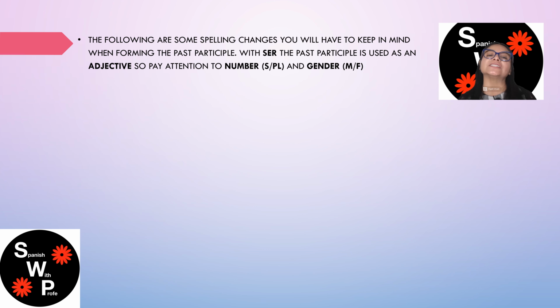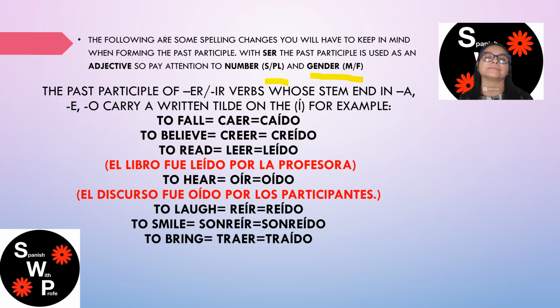The following are some spelling changes you will have to keep in mind when performing the past participle with ser. Remember that with ser, the past participle is used as an adjective, so pay attention once again to number, singular and plural, and to gender, masculine and feminine. And remember that in the past participle, verbs ending in er and ir whose stem ends in a, e, o carry a written tilde on the i.